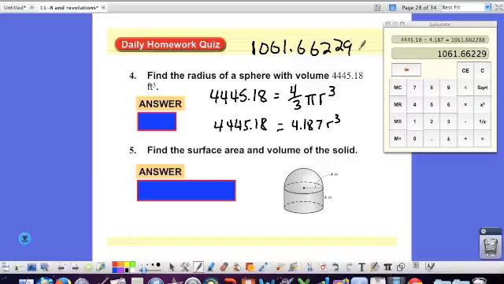1,061.66229. Now here is the problem. On this calculator, I do not have a cubed root button, but I know you're excited. I do on my iPhone.